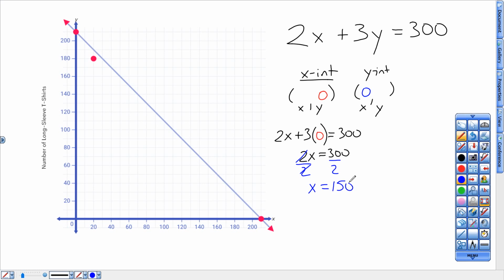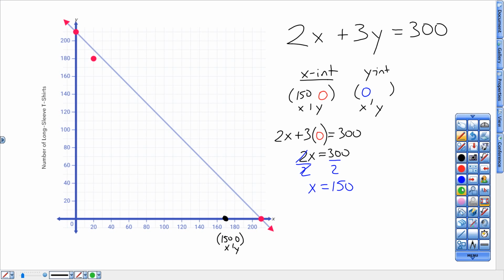Make sure that number goes right here in that coordinate. Don't put that 150 by mistake right there thinking it's the y-intercept. That is the x-intercept. 150, 0 would be a nice big point right here where you have 150 for x and 0 for y. That is the x-intercept where that line's going to cross the x-axis.